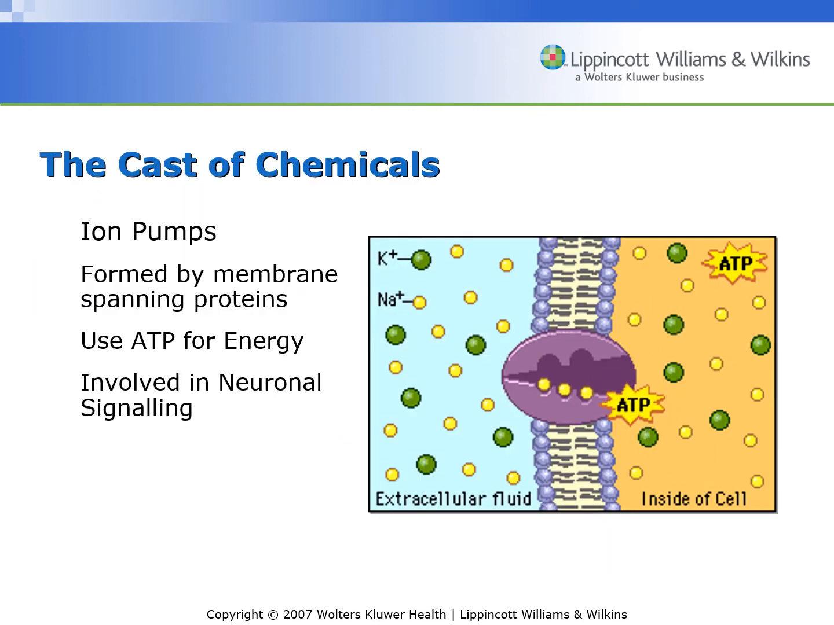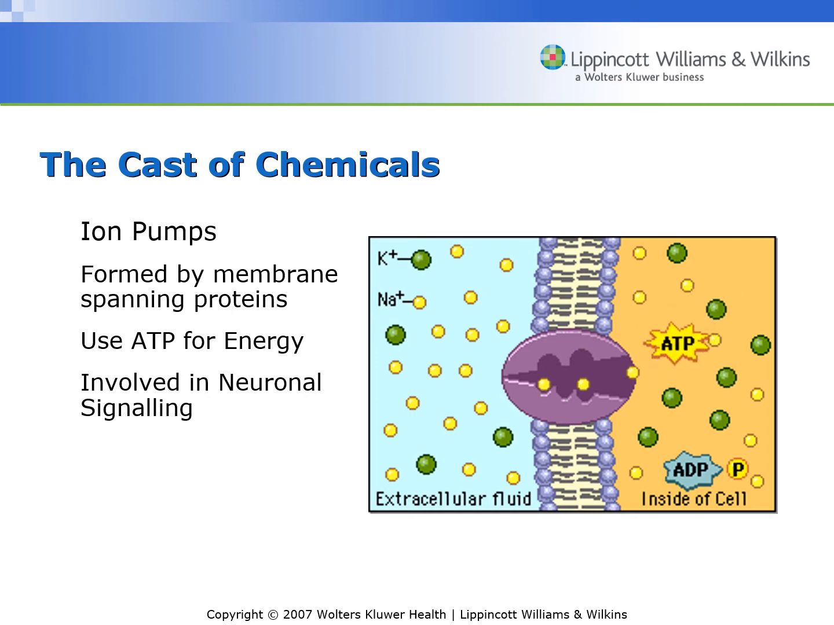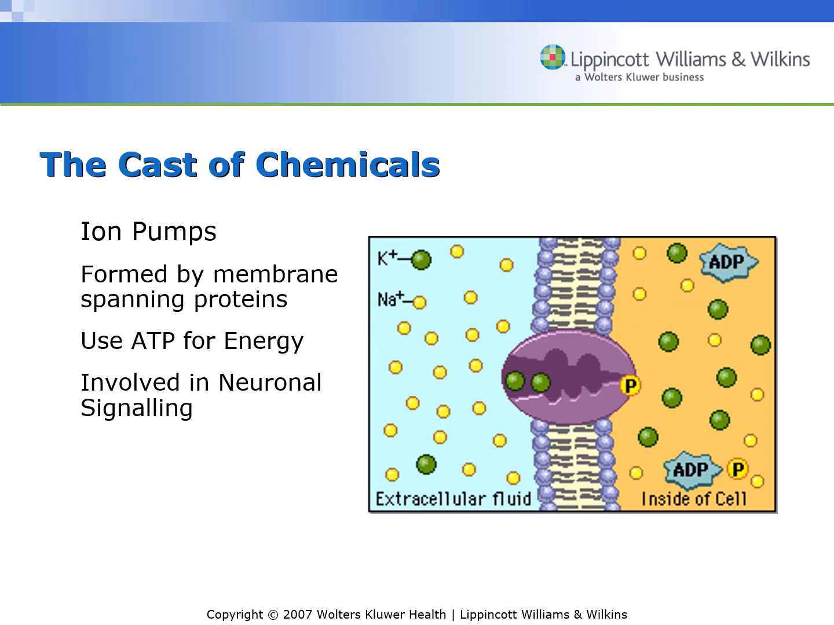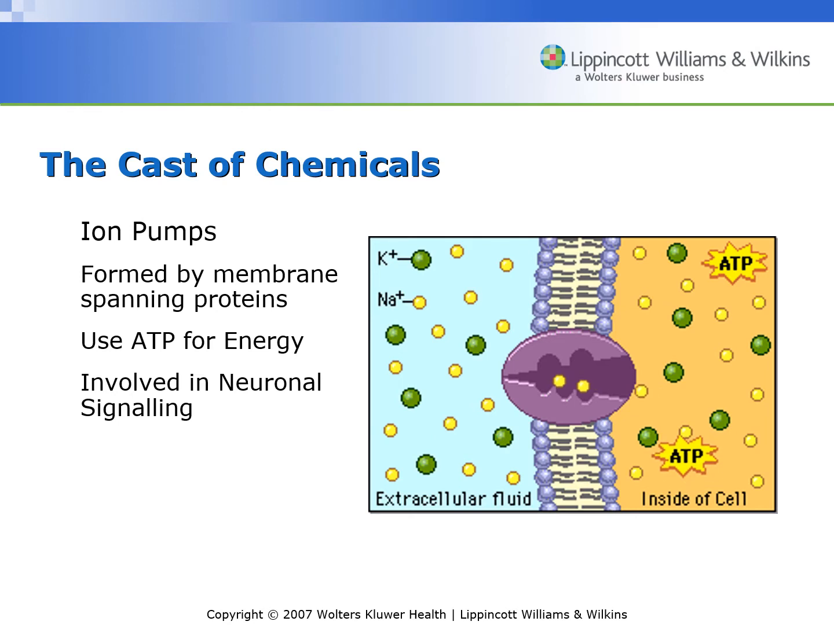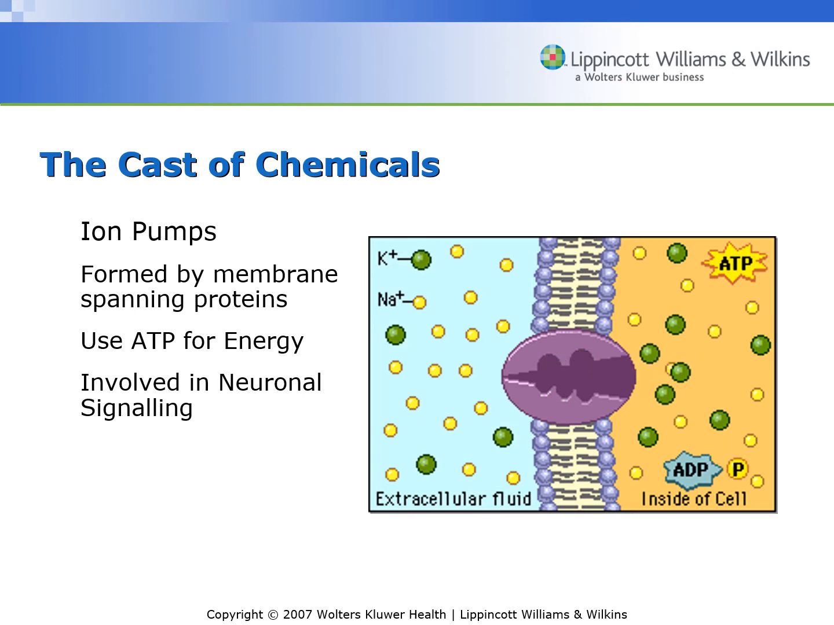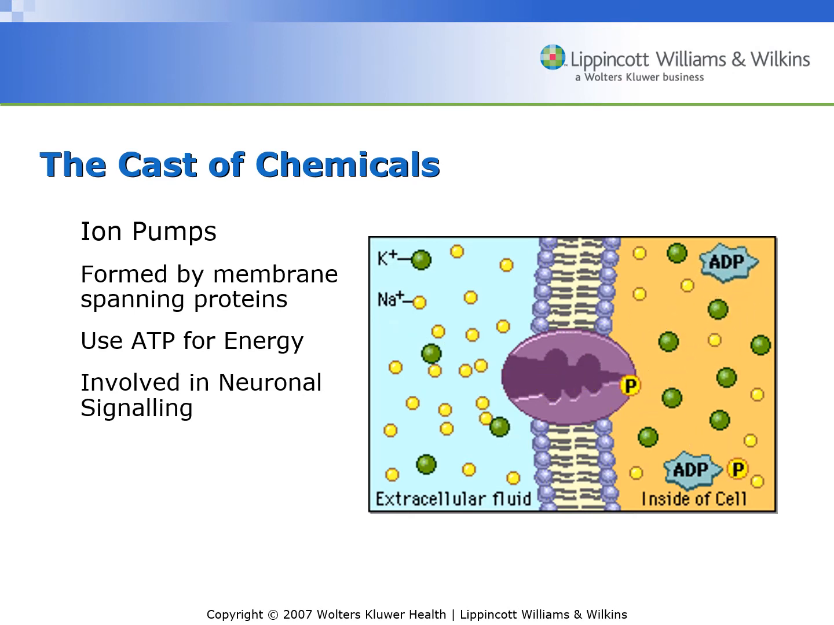Other things that are active are ion pumps. Some of these proteins actually actively pump different ions in and out of the cell. For instance, here we have the sodium potassium pump. That's using ATP, sending sodium outside the cell and pulling potassium back inside the cell. It's an active energy process, actively moving things from one side to the other.